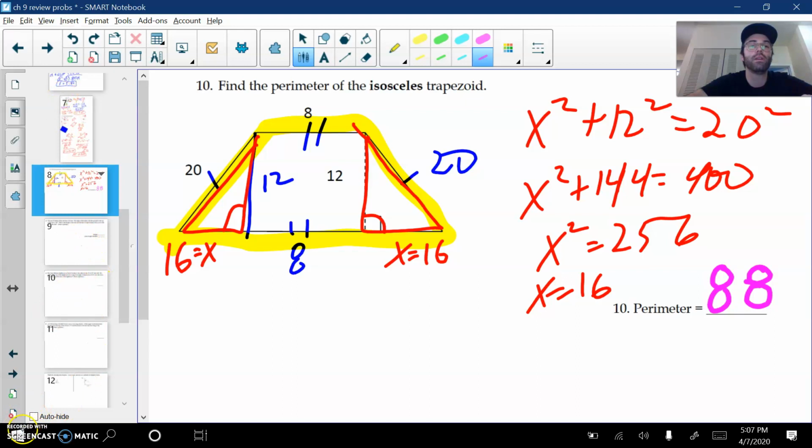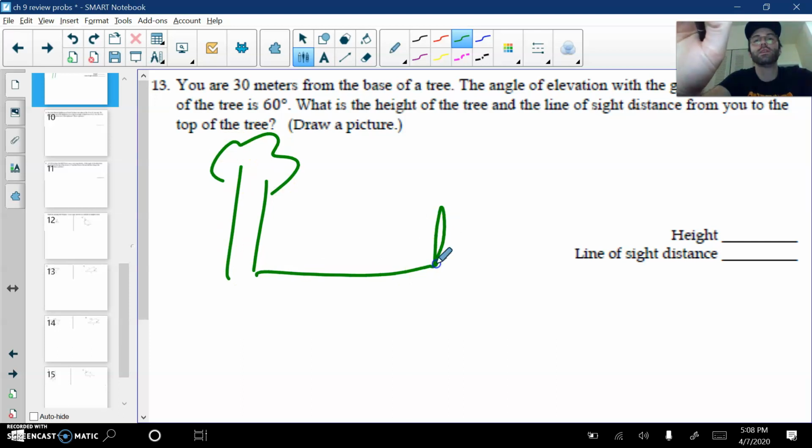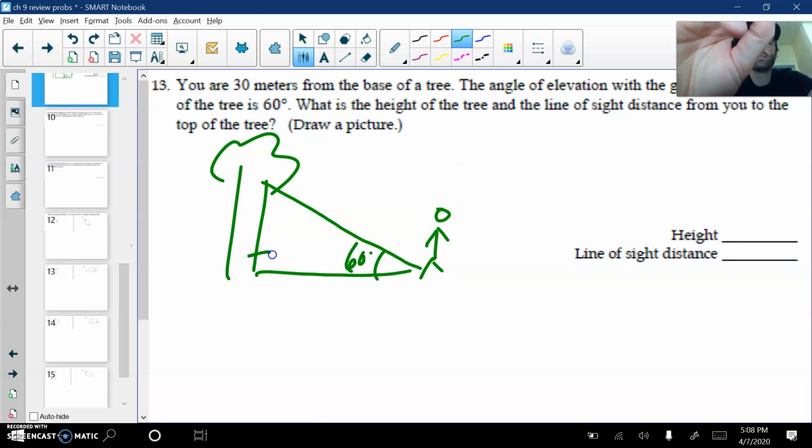Let's see if I have enough time for another one. All right, so you're 30 meters from the base of a tree. So here you are standing. The angle of elevation to the top of the tree is 60 degrees, and this is going to be 90. You're 30 meters from the base. I have 90, I have 60, that means this angle has to be 30.